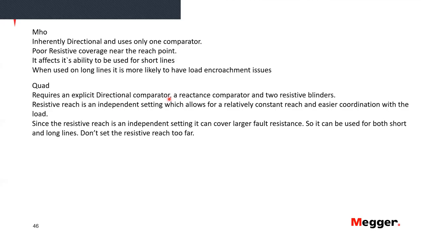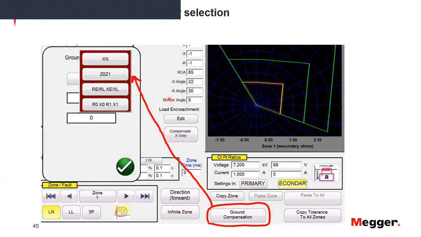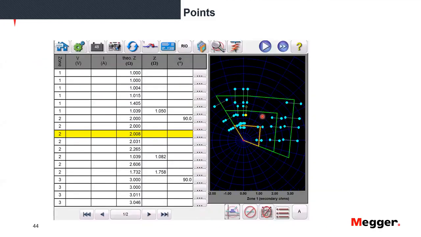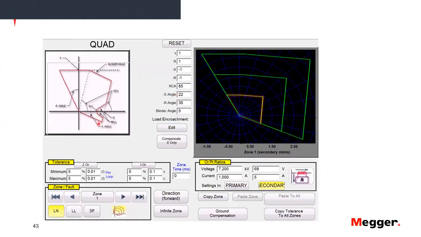Now, quad requires an explicit directional comparator. The quad has 4 comparators. It has a directional comparator because it's not inherently directional like the Mho is. It has a reactance comparator, and it has 2 resistance blinders. We saw that on the characteristic when we showed it. The resistive reach is an independent setting because you can set how much you want to reach on the resistive axis.